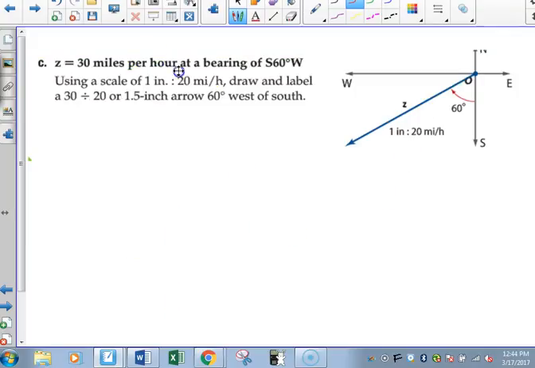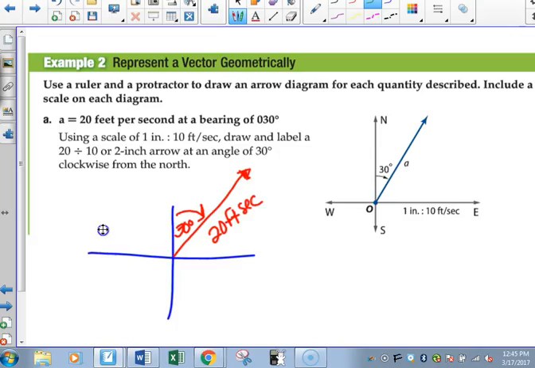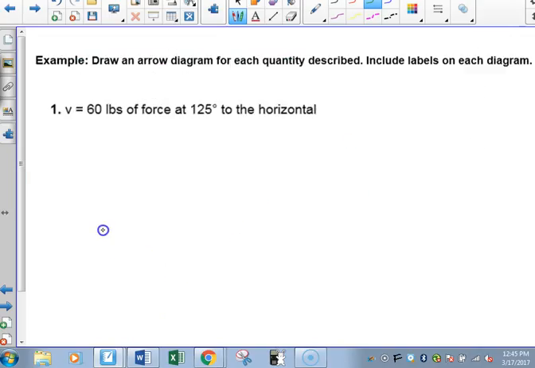This question said 30 miles an hour at a bearing of S60 west, what does that mean? I start at south, and the 60 degrees it's going is towards the west. So you'd put your 60-degree angle in here, and you'd label this 30 miles per hour. Any questions about how we're drawing these? So let's do 4 of them together.